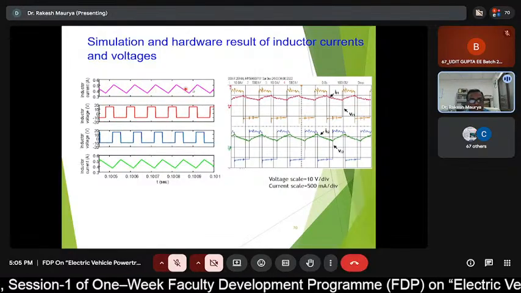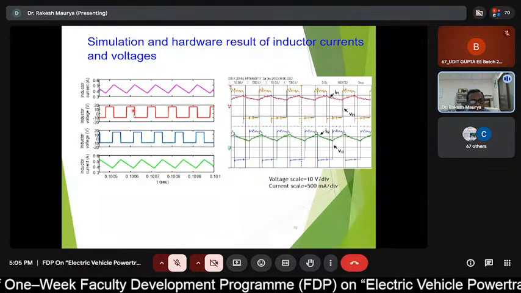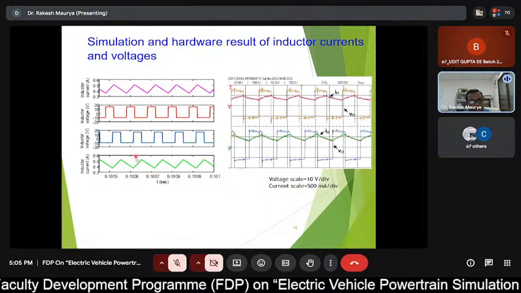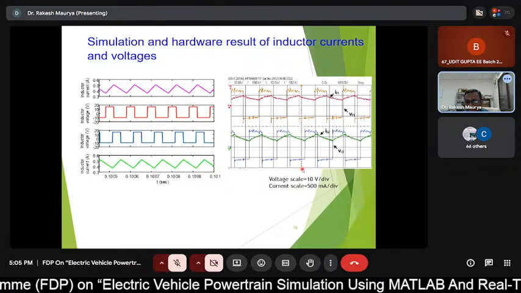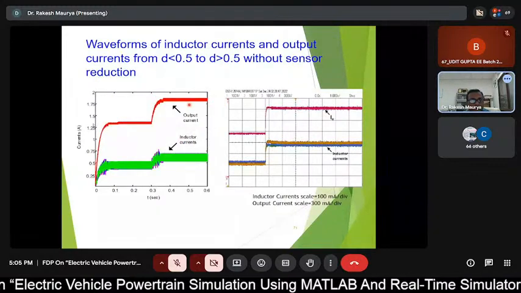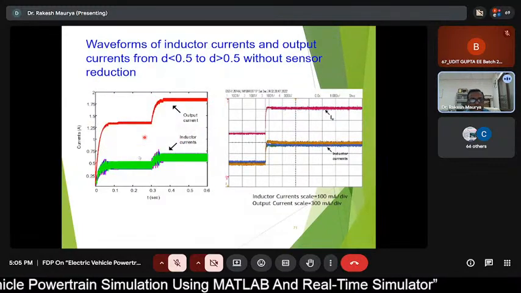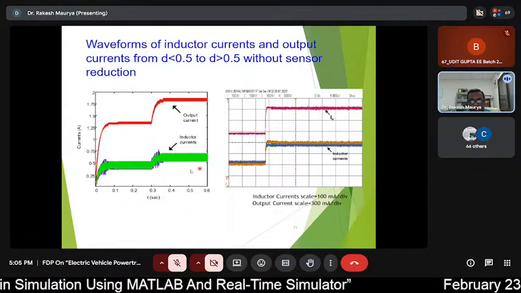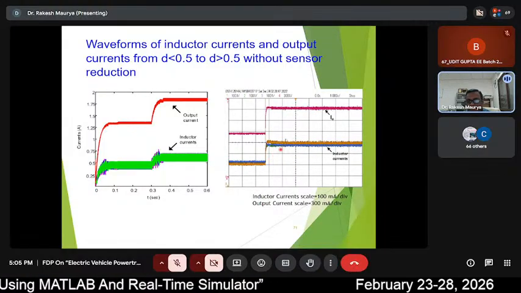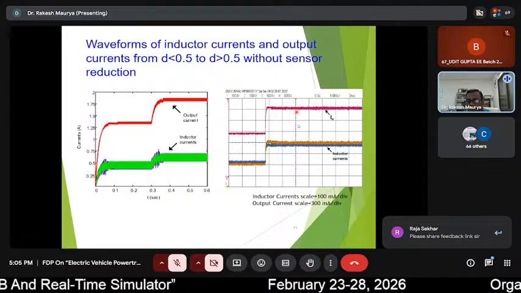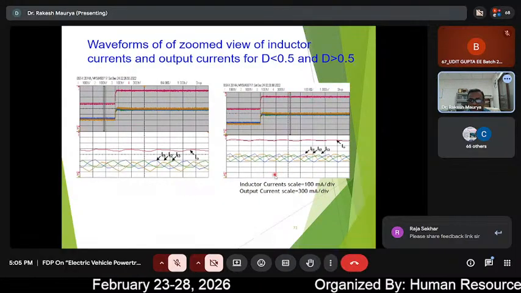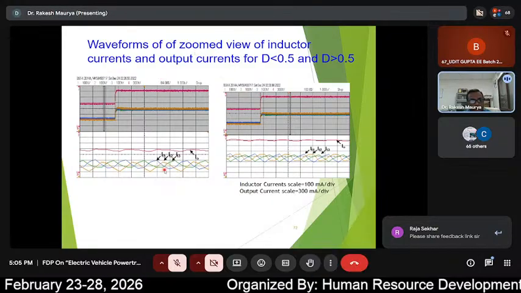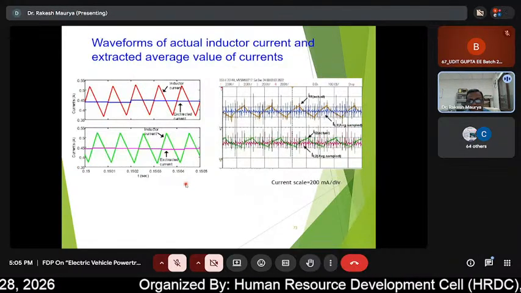Similarly, each motor winding current and its corresponding voltage is demonstrated in the hardware and in the simulation, as well as the corresponding voltage and current in the simulation. This is during the fluctuation, during the change in current. So this way they try to maintain the total current and the individual inductor current. These are the same waveforms, zoomed waveforms, given.